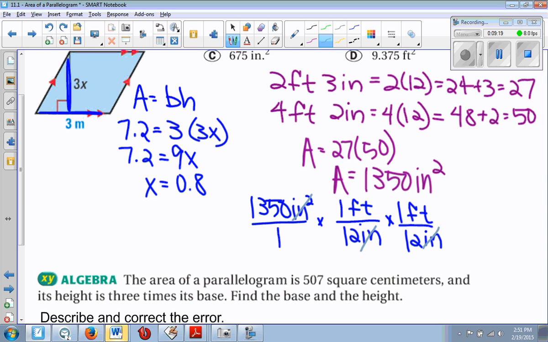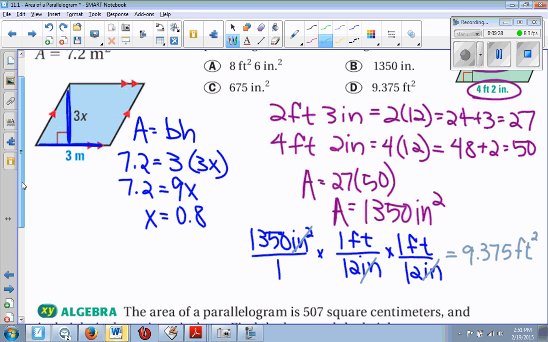So what we would do is multiply across the top, you get 1,350. On the bottom, multiplying, you get 144. So that gives us 9.375 square feet. And if we look back up top, that correct answer would be letter D.